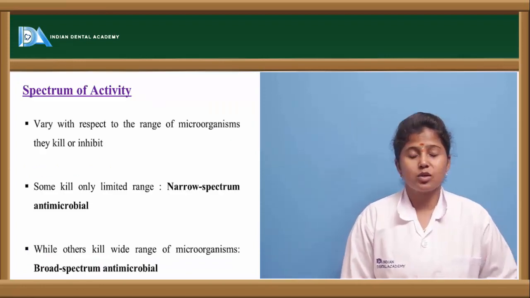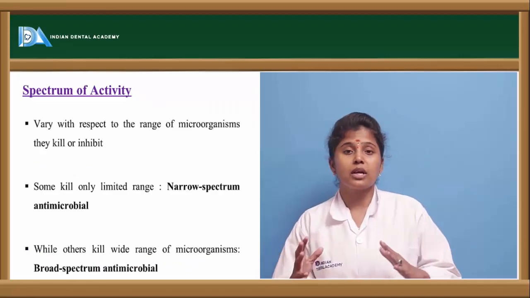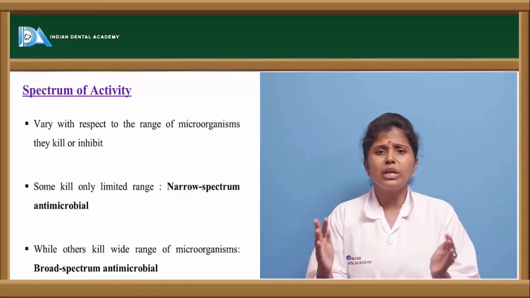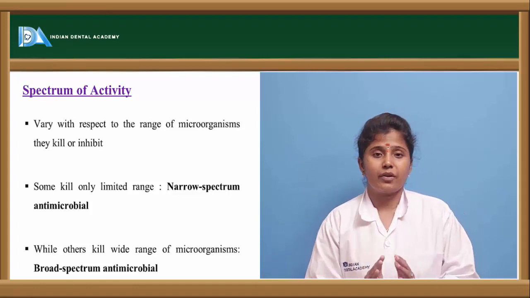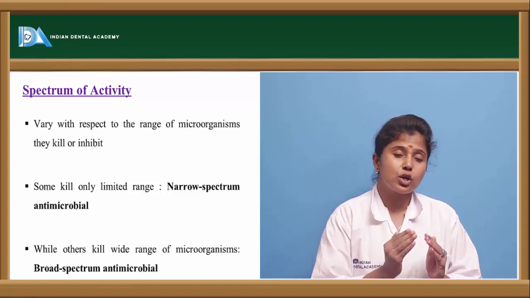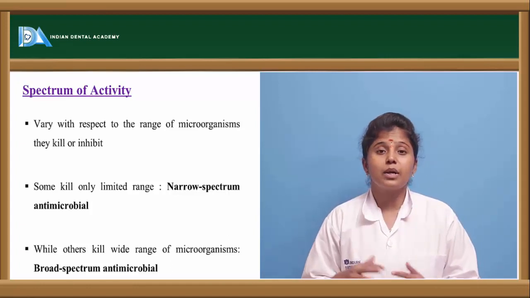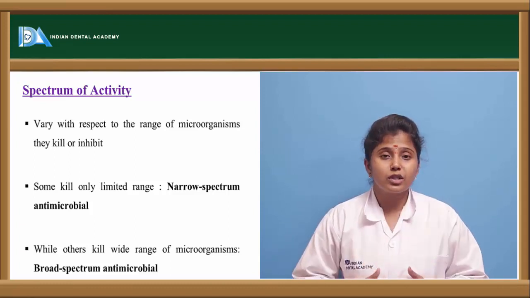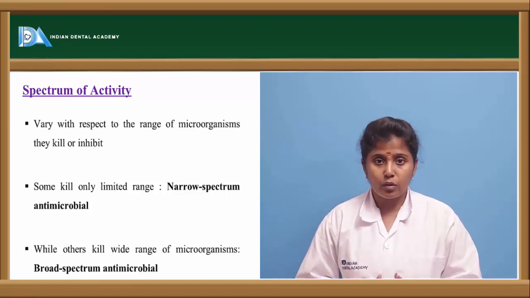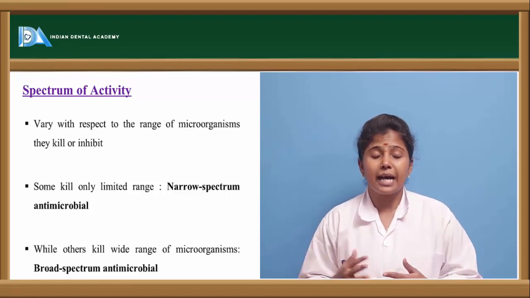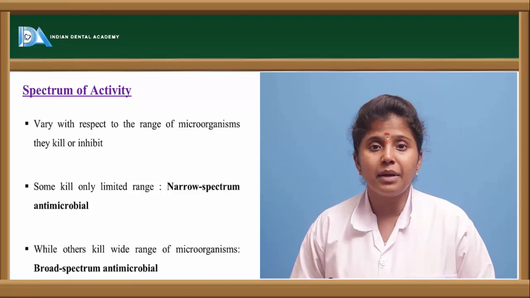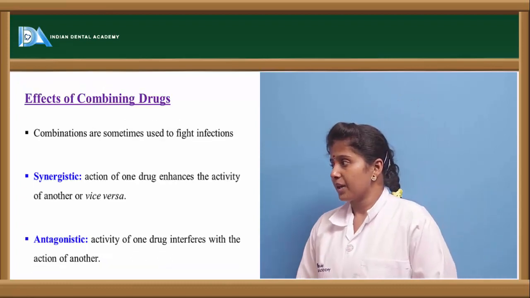Spectrum of activity. So what is the spectrum of activity? There are a few antibiotics or antimicrobials which are used only to treat limited infections, in the sense of infections caused by specific microorganisms. But broad spectrum antibiotics are those which are used to treat infections caused by various microorganisms. So based on the range of activity, these are divided into broad spectrum and narrow spectrum.